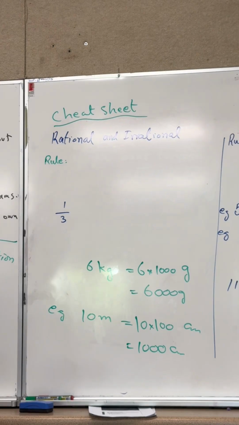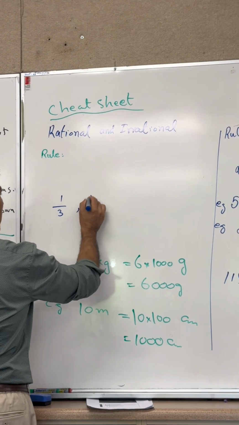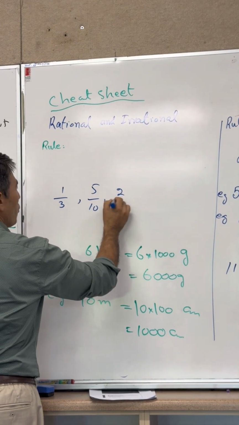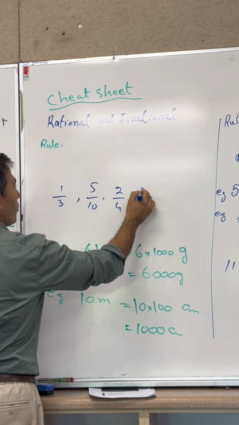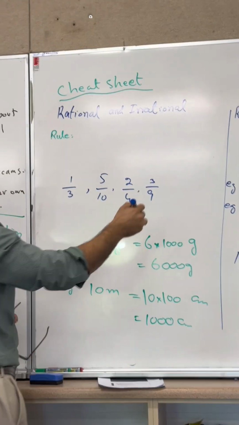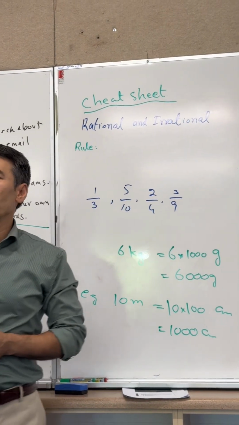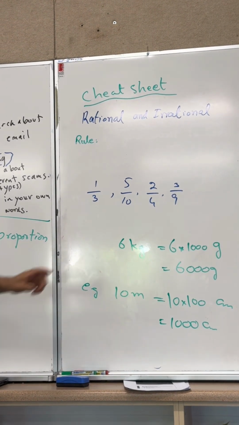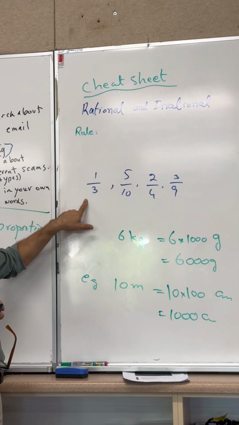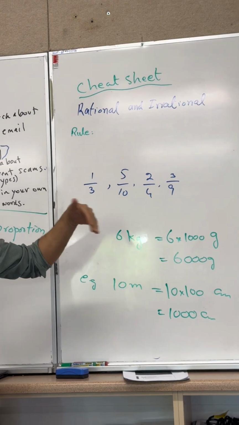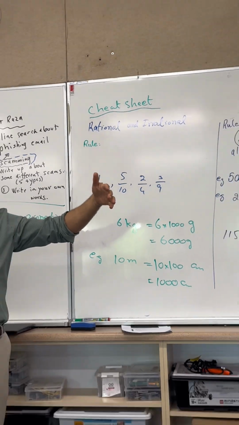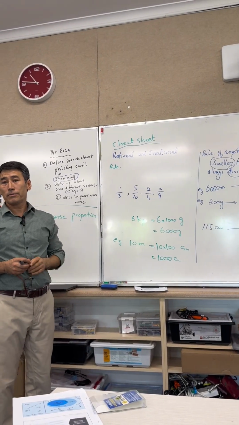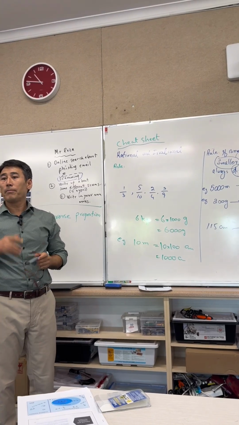Now, for example, another example could be 5/10, 2/4, okay, 3/9. Similar examples, the teacher gives you and then asks whether it is rational or irrational. If you divide this and your answer ends, it's not a continuous answer, that's rational, if it completely divides.